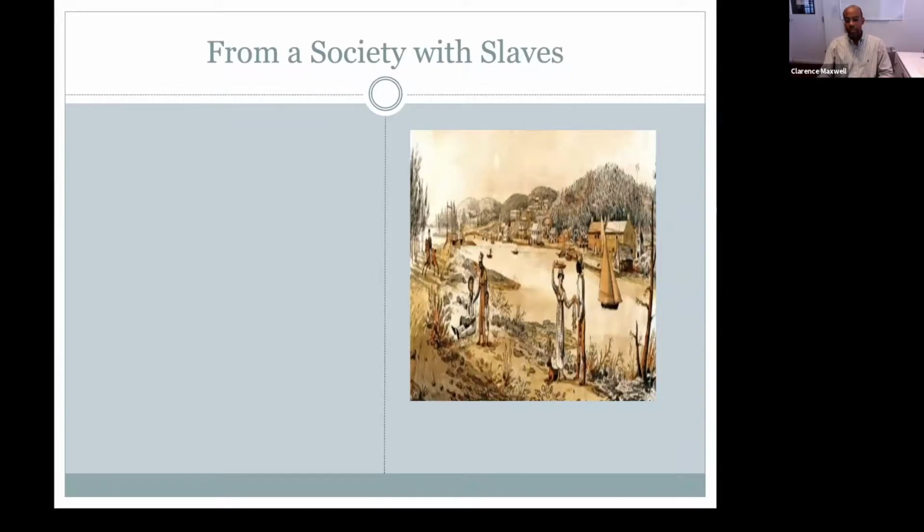The point, now, this would take us to the question of evolving from a society with slaves to a slave society. What's the difference? This phrase comes from Hilary Beckles, when he made a distinction between a society that has slaves in it and a society in which there's an entire infrastructure used to govern the enslavement of people.